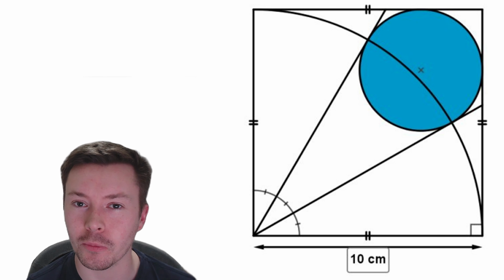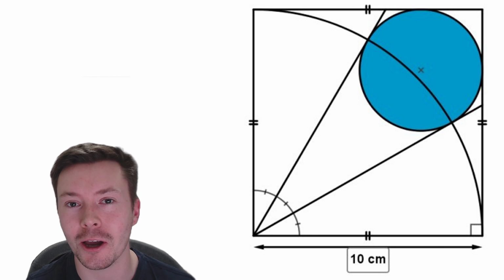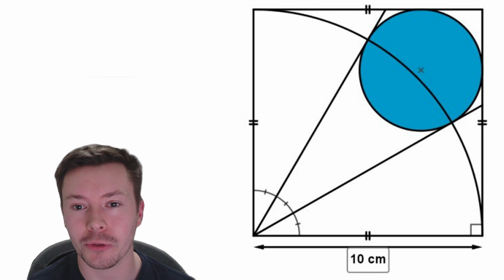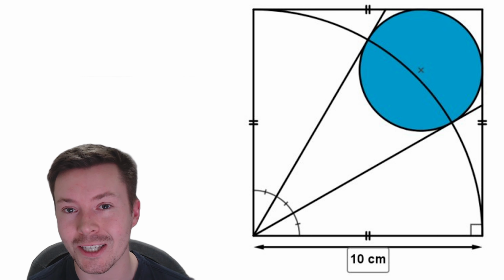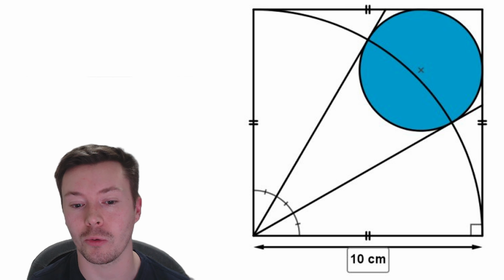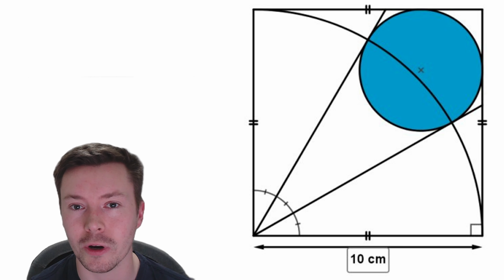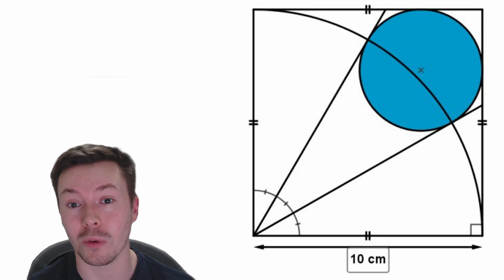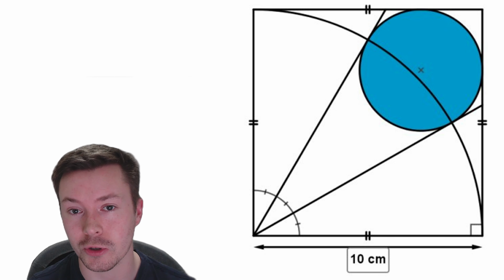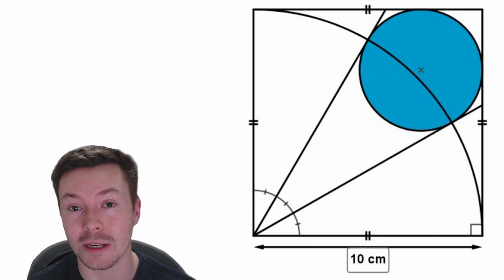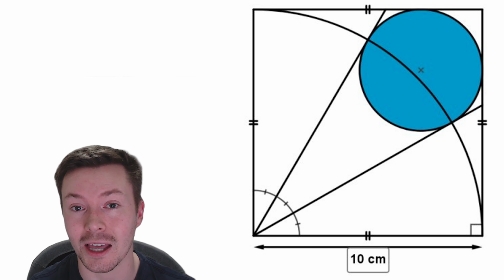This week's problem is the problem you can see on the screen, and it's finding the area of the blue circle. Now this circle is trapped by two lines cutting through the square. Basically, they trisect, cut into three, the right angle at the bottom left of the square. Now that circle is tangent to the sides of the square and to these lines that trisect that right angle at the bottom left.